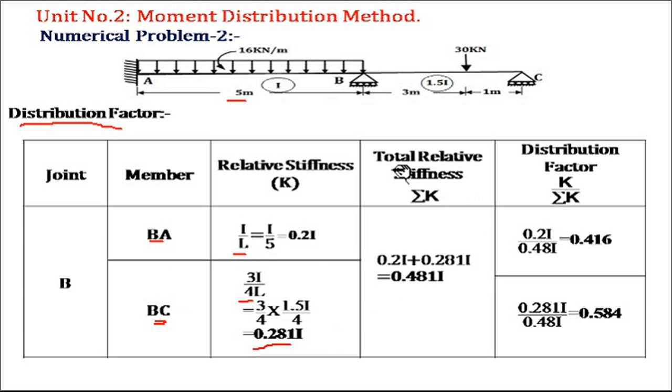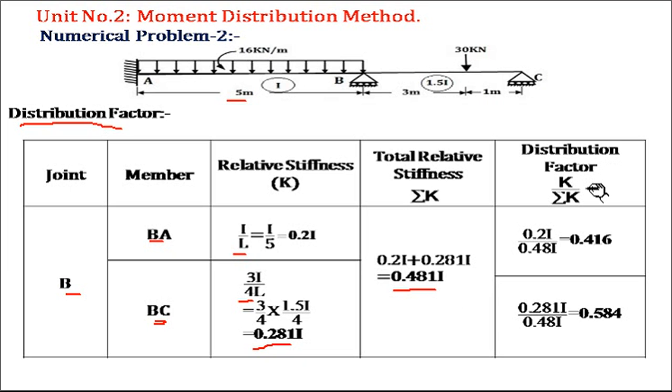Now the next step is to find the total relative stiffness. Total relative stiffness is nothing but the addition of the relative stiffness of the different members connecting at joint B. At joint B, two members connect, BA and BC. The relative stiffness value for member BA is 0.2I and for member BC is 0.281I. The addition of these two is 0.481I. Now the next step is to find the distribution factor.